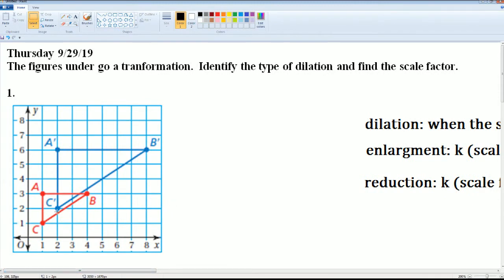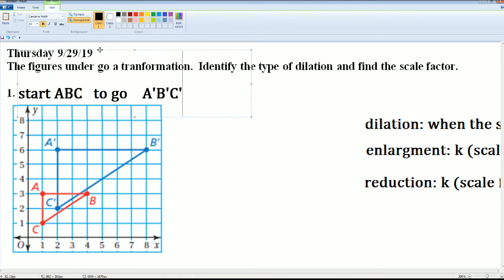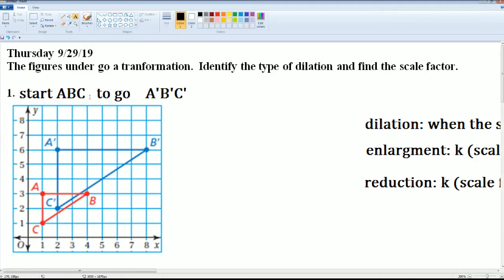Alright, so remember, we start with the regular letters. So we start from A. Okay, we start from triangle A, B, C, and we go to A prime, B prime, and C prime. Okay, so you know where we start at and where we end at. Good? You know where you start at and where you end.